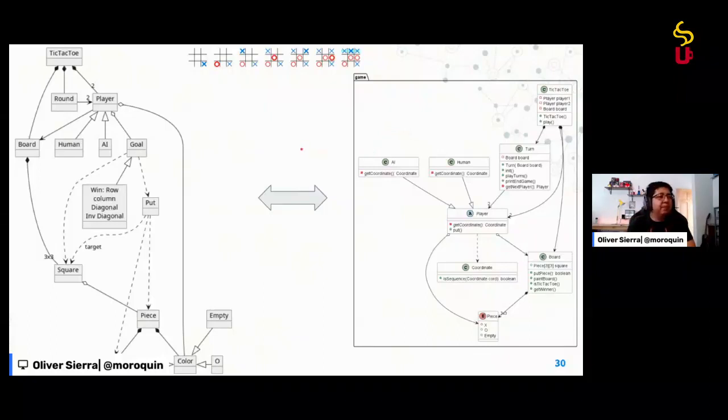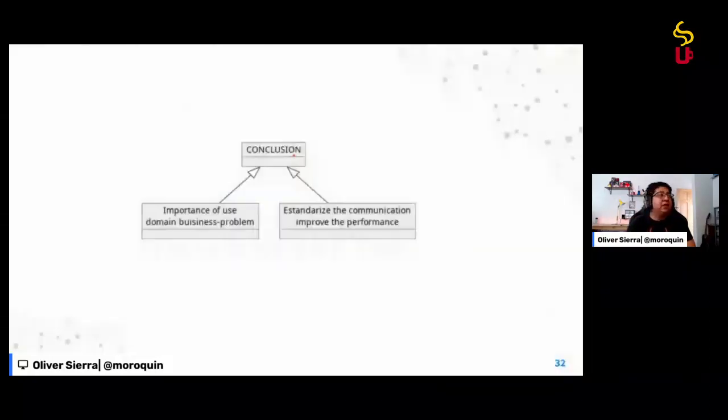And in conclusion, the importance of the business domain is that sometimes we focus on writing code or trying to solve the problem before understanding the problem. So I think the importance here is to use the business domain to define the concepts, the main terms that we need to use, so that our team can have a better performance.